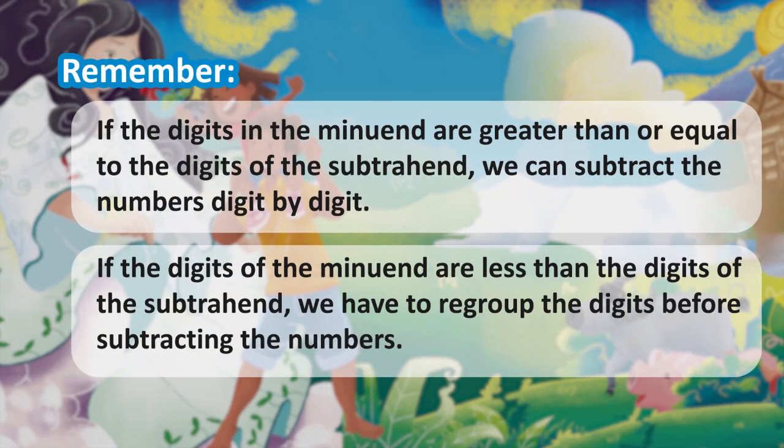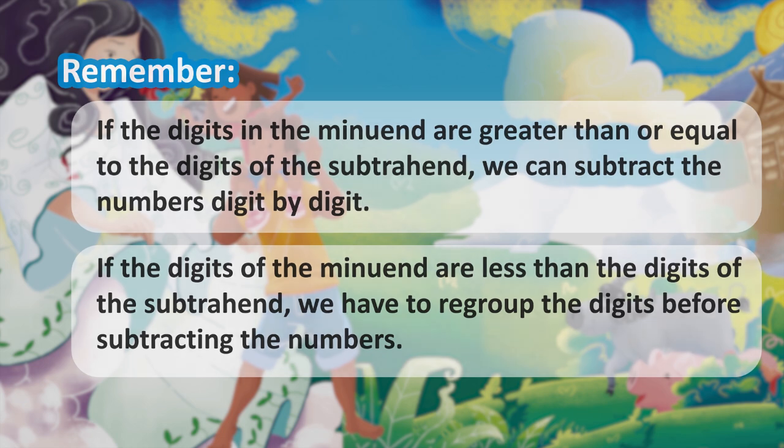Always take note that in subtracting numbers, if the digits in the minuend are greater than or equal to the digits of the subtrahend, we can subtract the numbers digit by digit. But if the digits in the minuend are less than the digits of the subtrahend, we have to regroup the digits before we can subtract the numbers. Ready to try subtracting numbers?